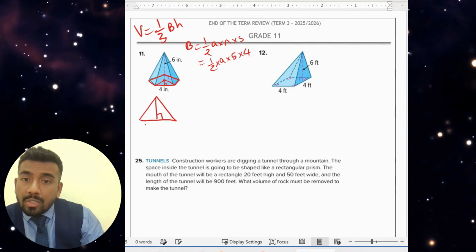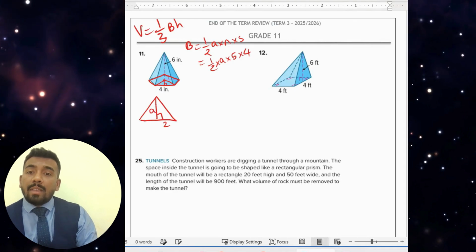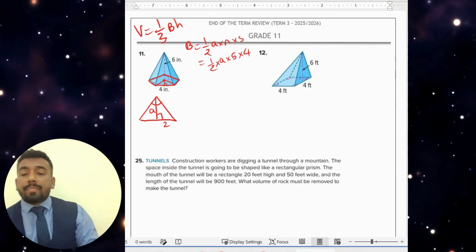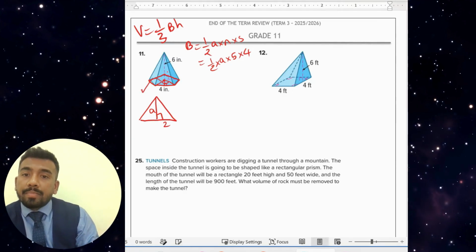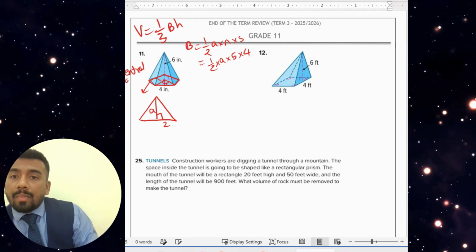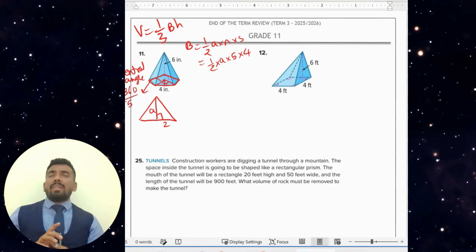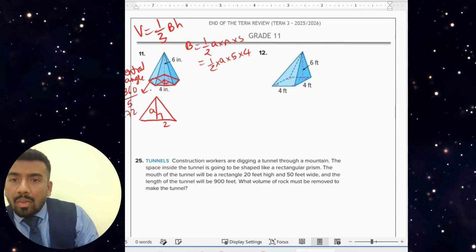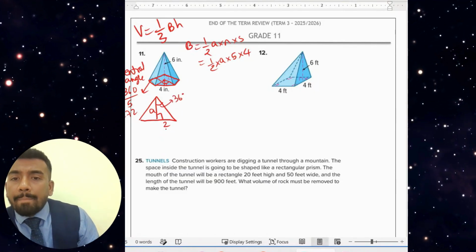We know this total is 4, so how much will this be? 2. We need to find this A. For that, first we need to find the central angle. What is the central angle? The formula was 360 over 5. How much is 360 over 5? I think 72. Yes, that's 72. If the whole is 72, how much will be half? 36.